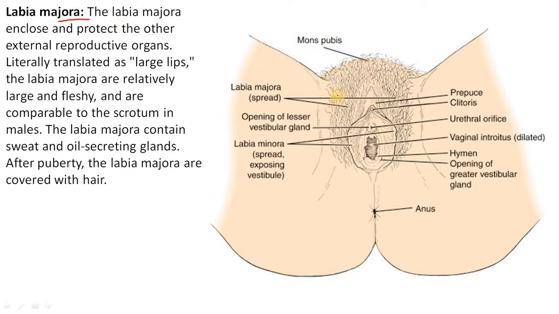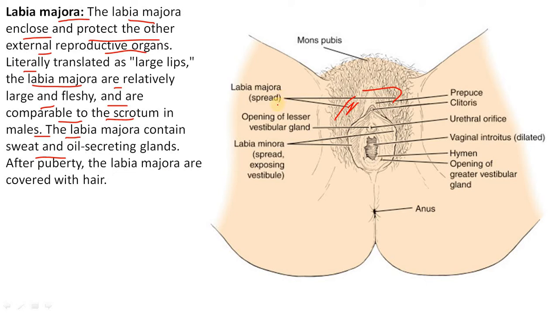What is this? In this diagram, it is clearly visible that this portion is the labia majora. The labia majora enclose and protect the external reproductive organs, literally translated as large lips. It is also called the large lips. The labia majora are relatively large and fleshy and are comparable to the scrotum in males. Okay, you got it? In the previous class, I discussed what the scrotum is. The labia majora contain sweat and oil secreting glands. After puberty, the labia majora are covered with hair.